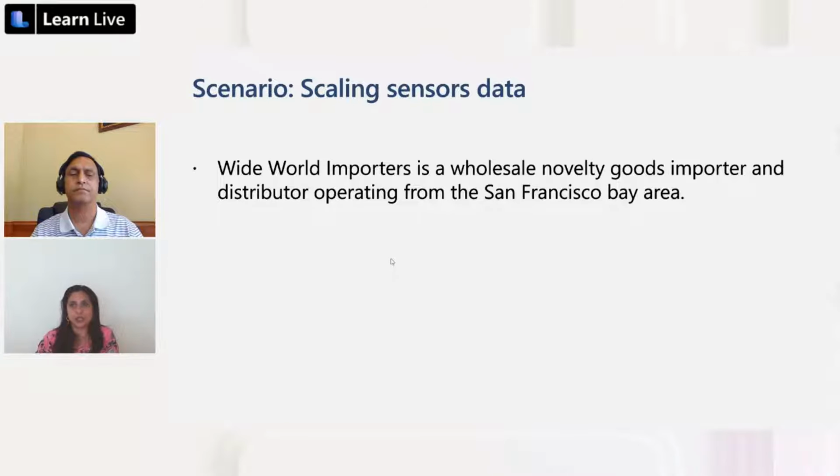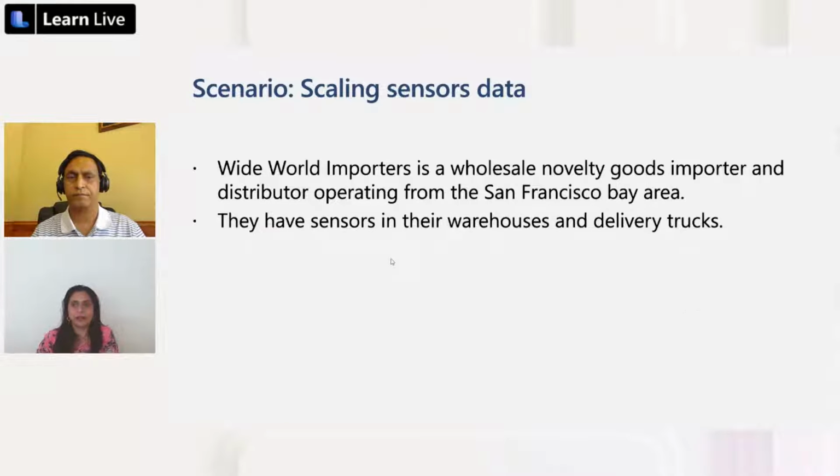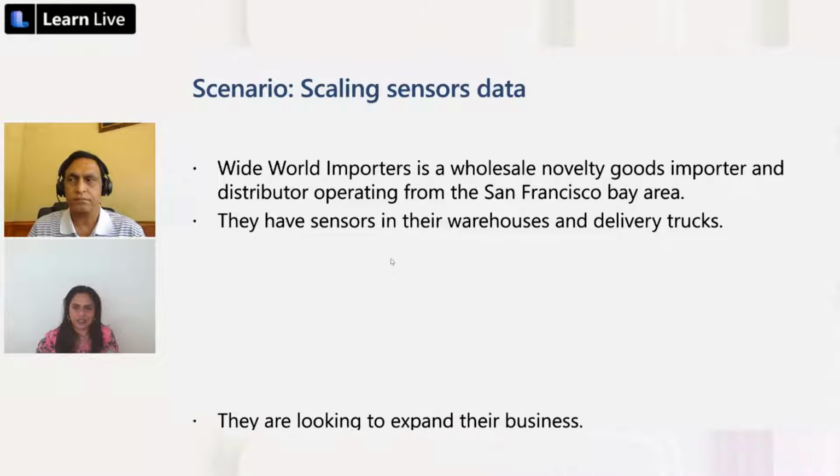So they need a particular temperature, humidity, and a certain consistent environment. And so for that, the worldwide importers are using sensors. They have sensors in their warehouses, and they have sensors also in the delivery trucks to be able to maintain it, so that if anything goes wrong, they can be alerted and then take action.